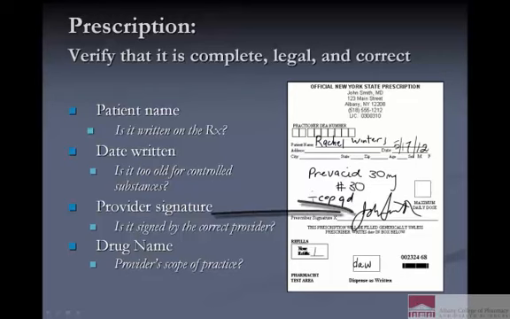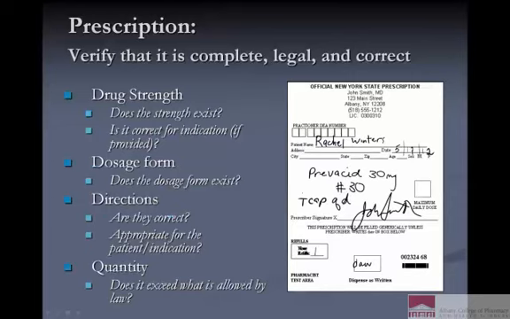Next, make sure that the provider's signature is on the prescription, and make sure that it's signed by the right person who is listed on the prescription. Make note as to whether the doctor is a physician, a physician's assistant, or a nurse practitioner, or a doctor of veterinary medicine. This may come into play later with the medication dispensed. Look at the drug name and make sure that the prescription is actually within the prescriber's scope of practice.